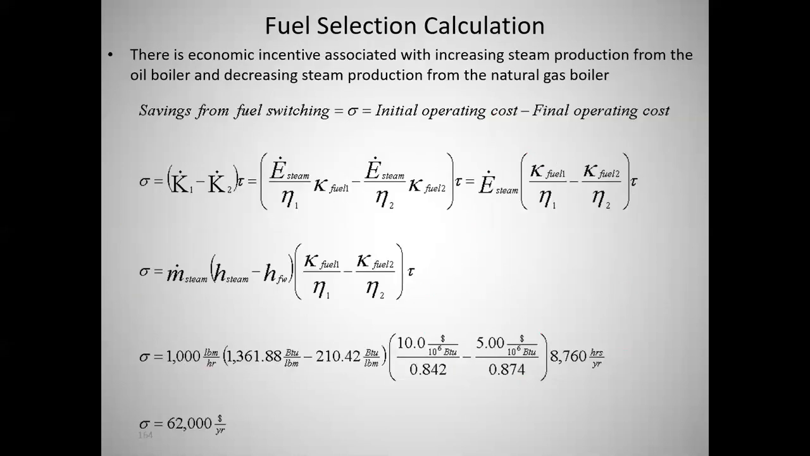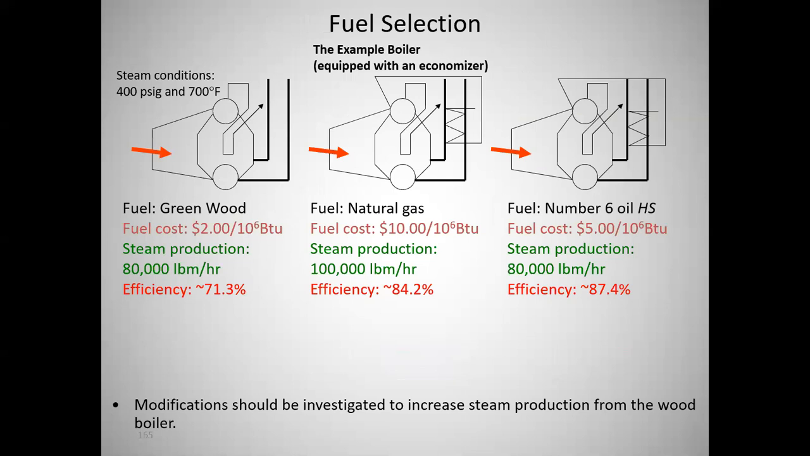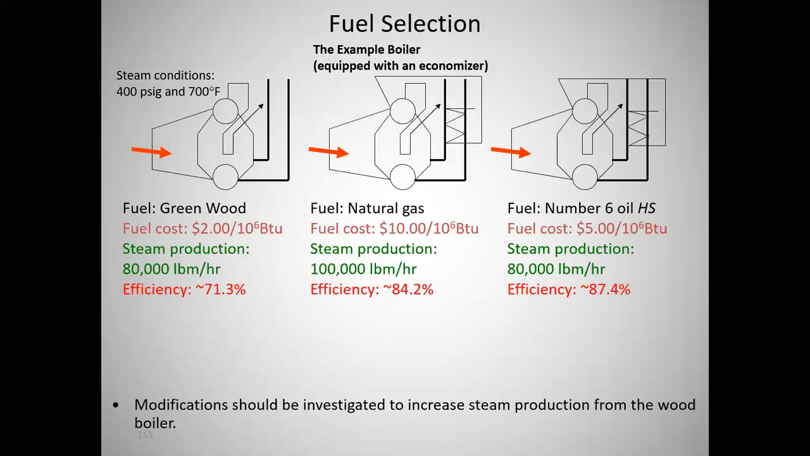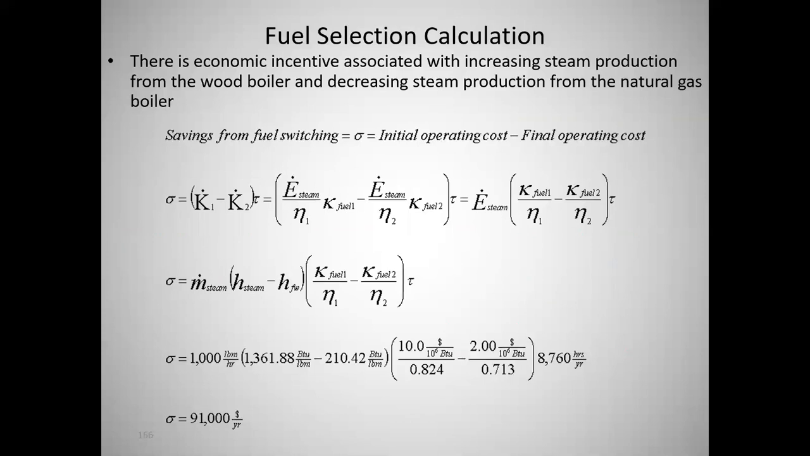Okay, so we already had a slide. Modification should be increase. Okay, there's that one. All right, so now we're going to say, well, gosh, I got this wood boiler over here. Maybe you ought to do a calculation to generate more from green wood. So let's see what we're going to do. Now we're going to compare shifting from natural gas to green wood. And so we go through the same calculation.